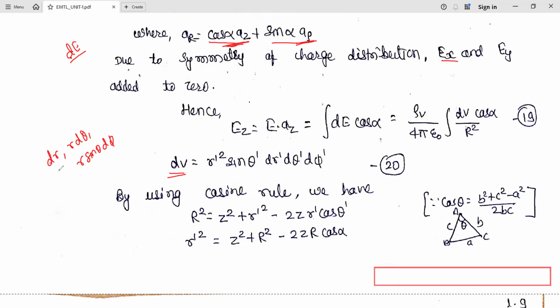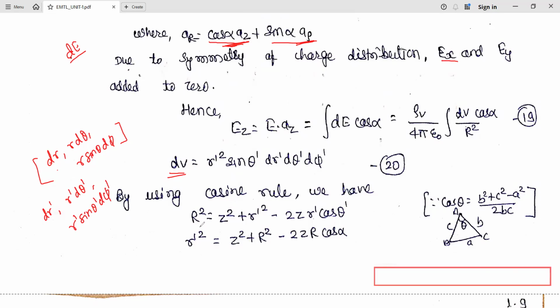If you have any doubt, a separate lecture is available for spherical coordinates. Here, the coordinates of the differential volume we have taken are r dash, so the sides are dr dash, r dash d theta dash, and r dash sine theta dash d phi dash. This is the differential volume.